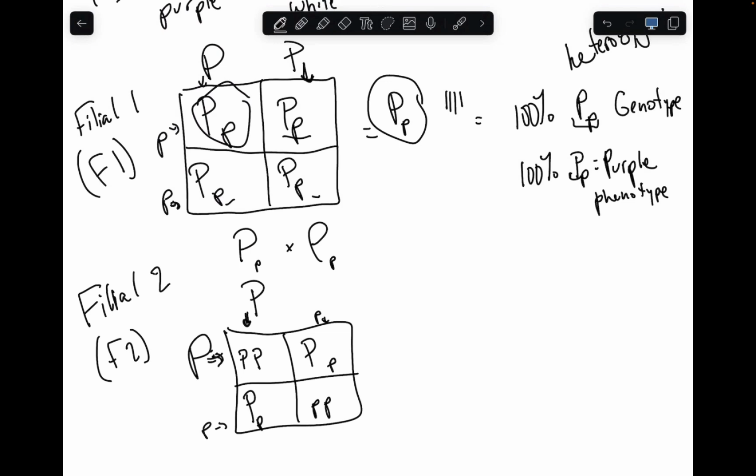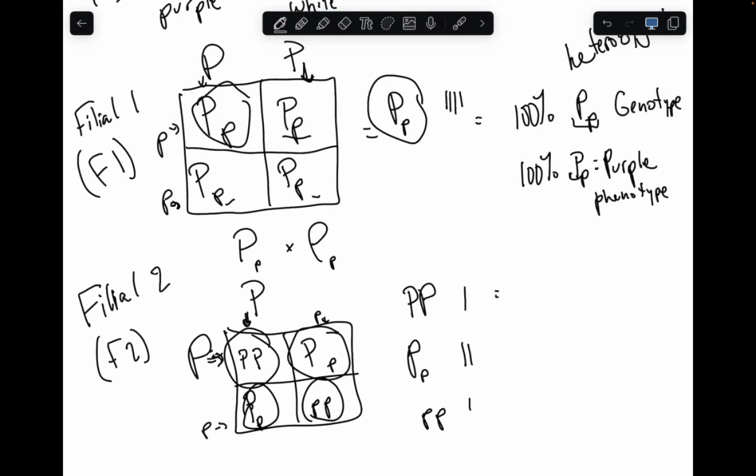Okay, so now this gets interesting. I'm going to start up here again because I like to start in the upper left. I have big P, big P. Okay, next. So I've done that one. So now I have a big P, little p. Here I also have big P, little p. Here I have little p, little p.